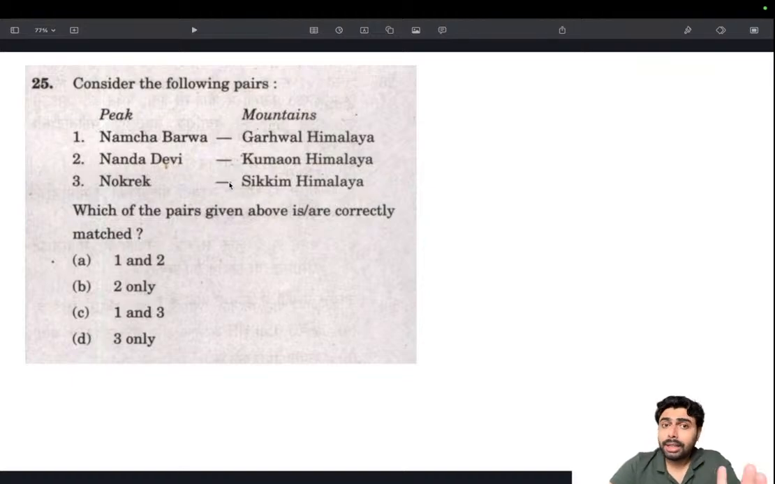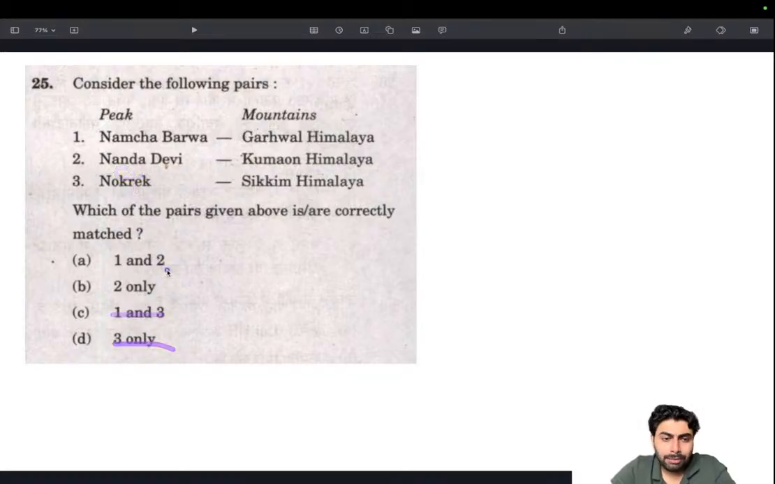But luckily, there was one thing I could eliminate in this question, because I knew that Nokrek is a biosphere reserve, and that is in Meghalaya, and Sikkim is very far from Meghalaya, and the latitudinal line doesn't really hold up to the Sikkim Himalaya. So I could eliminate that. That's the only thing I could eliminate and arrive at a 50-50.